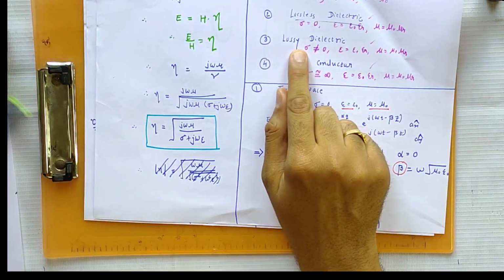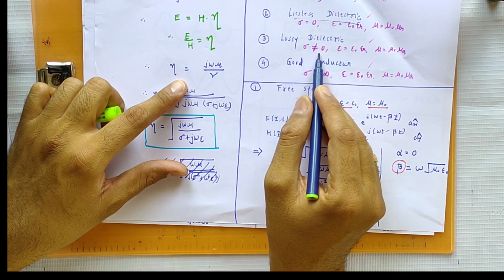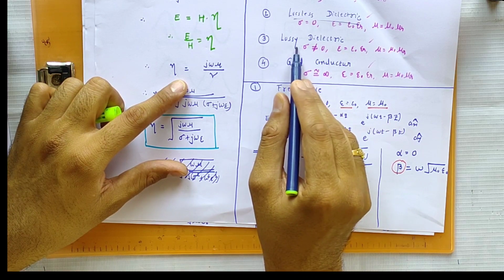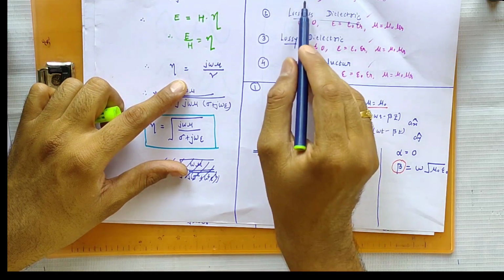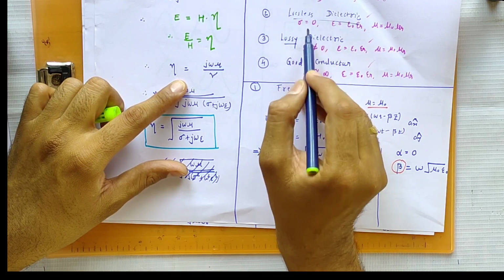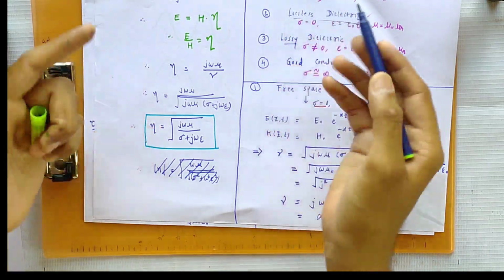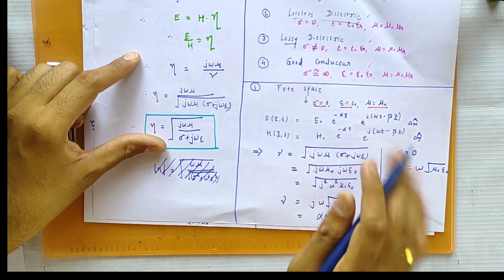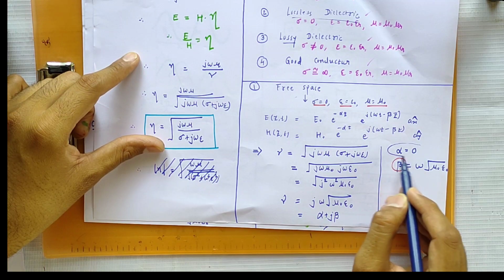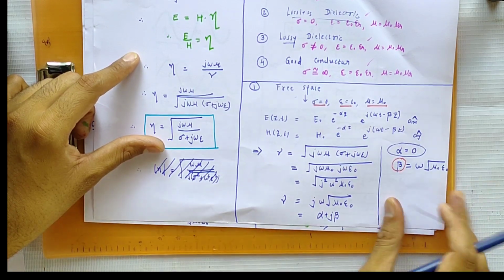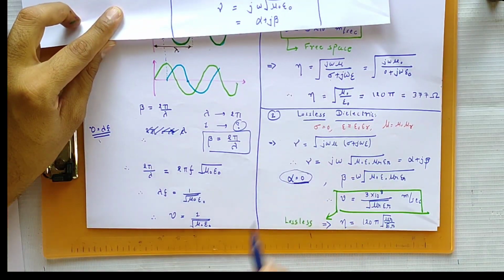Now next, third is lossy dielectric material. For lossy dielectric material, if you observe here, sigma, the conductivity, is not equal to 0. That means the medium is a lossy medium. Remember one thing: if conductivity is 0, we can say that it is lossless. Free space is also lossless. What do you mean by lossless? Lossless means its attenuation is 0.